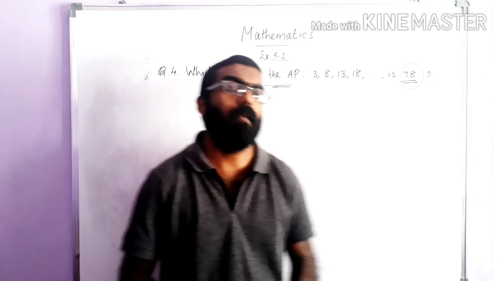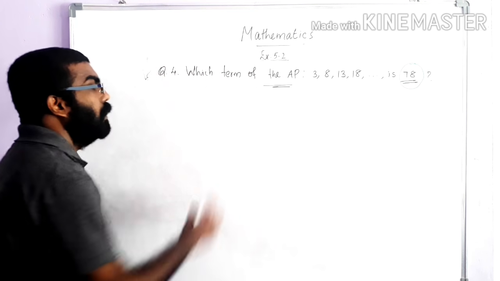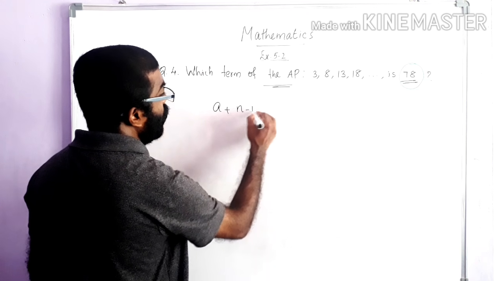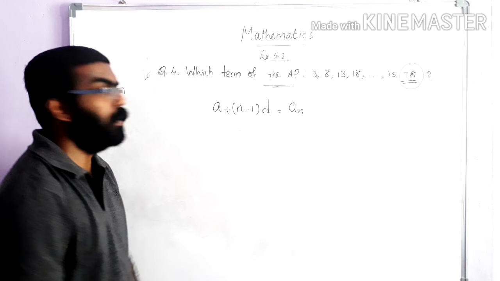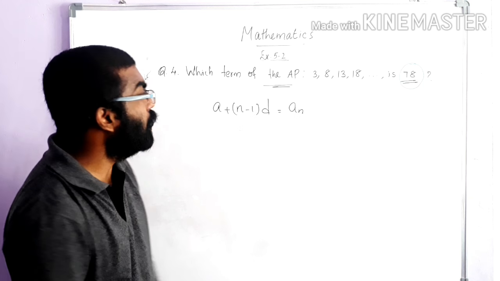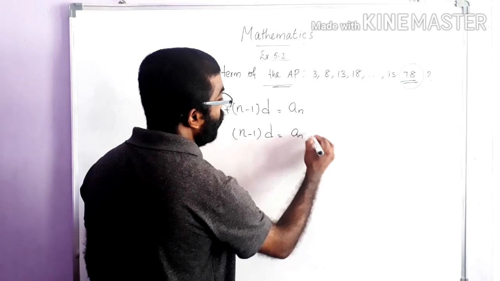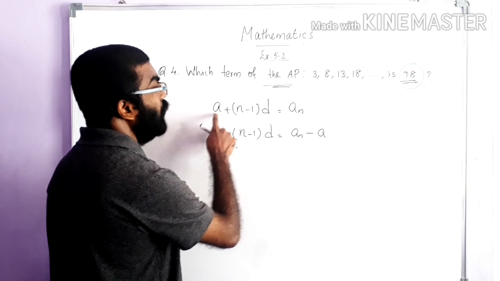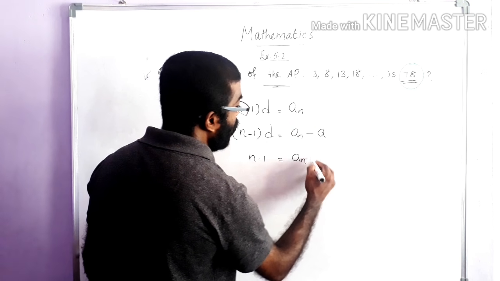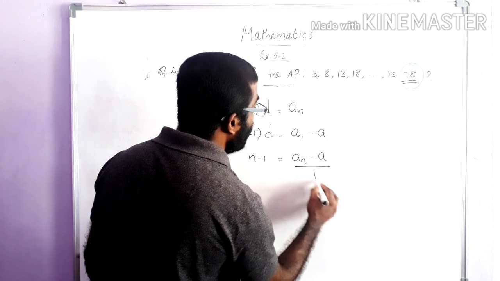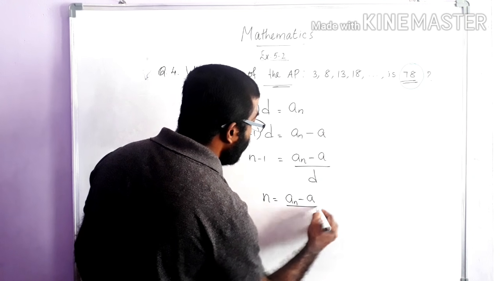Understood? Now I am going to derive a formula for n. It will be very helpful in doing these types of problems. We know the nth term of an AP is given by a plus n minus 1 into d, which is an. From this we can write n minus 1 into d is equal to an minus a. If we take this a to the right side, it becomes minus a. And n minus 1 can be written as an minus a by d. Clear?